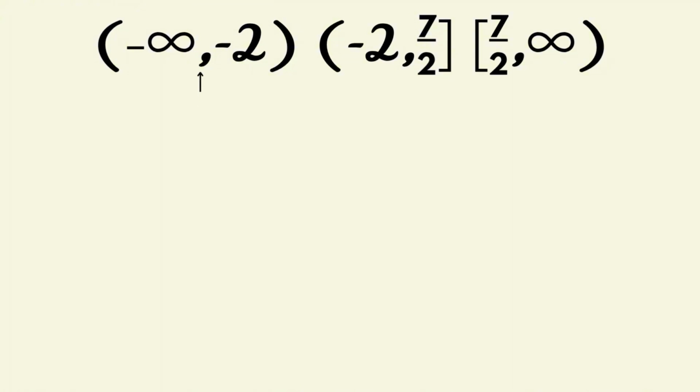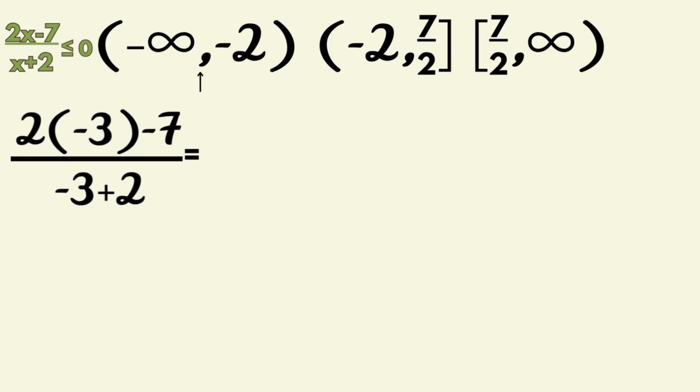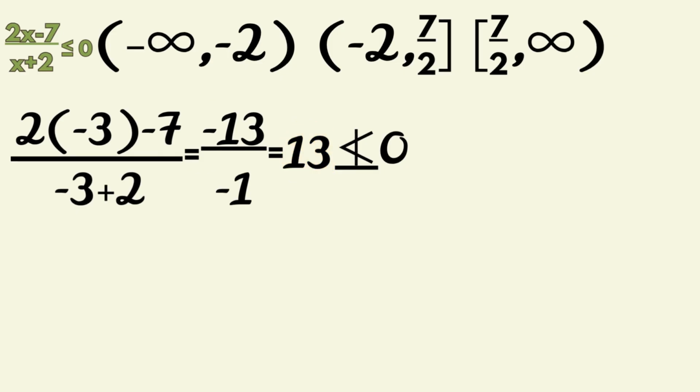For negative infinity and negative 2, we will use negative 3. Use the simplified form: 2x minus 7 over x plus 2 is less than or equal to 0. 2 times negative 3 minus 7 over negative 3 plus 2 gives us negative 13 over negative 1. Negative 13 over negative 1 gives us a positive 13. 13 is not less than or equal to 0, so this is not part of the solution.